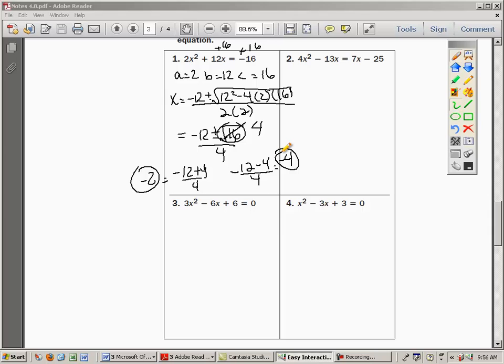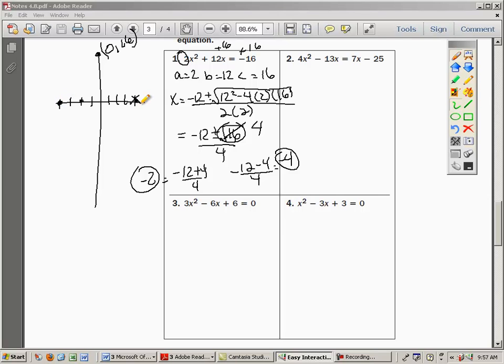is negative 4. Now again, a quick sketch of this would tell you that the graph opens up, it has a y-intercept of positive 16, and it touches the x-axis at negative 2 and negative 4. Right there. Okay, not that one.